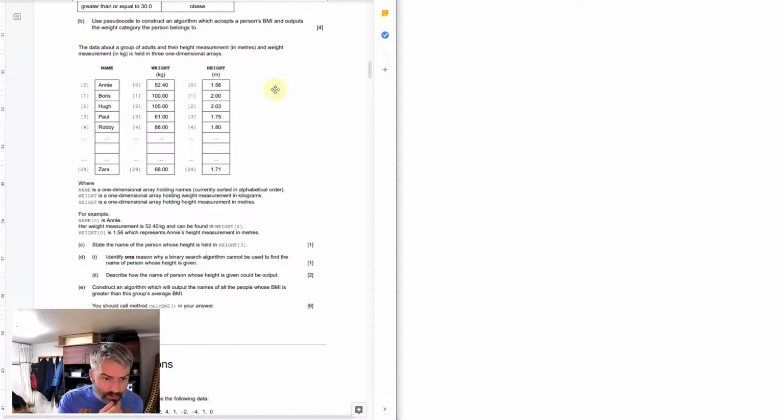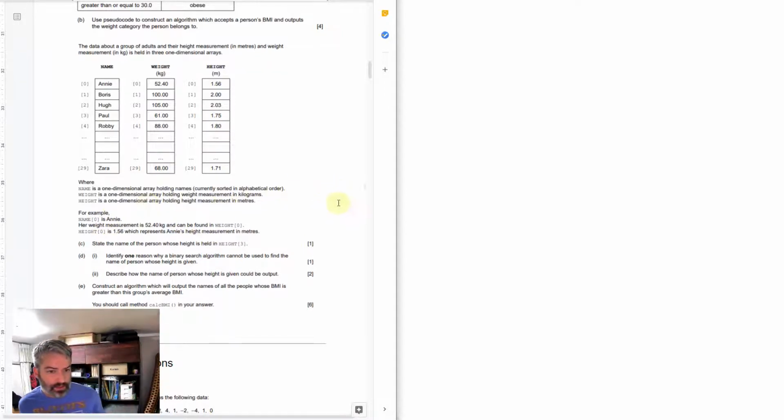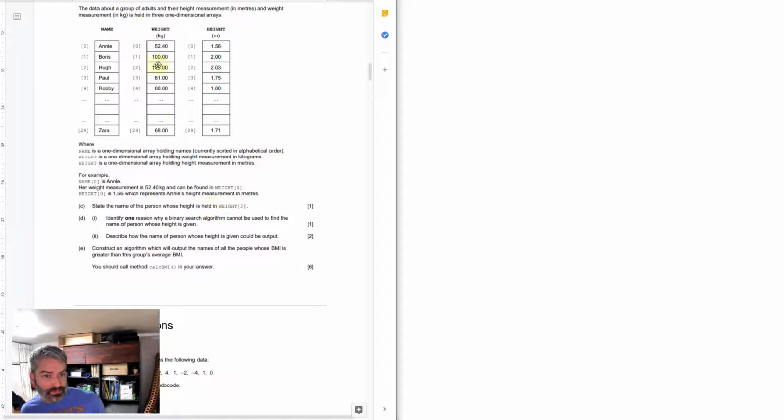Yeah. So it's all one-dimensional arrays, kilograms, yeah. And so we can see down here 0, 0's like name 0, weight 0, height 0, those all go together. So the first thing we're going to do is height 3. State the name of the person himself. Yeah, so height 3 should correspond to Paul.